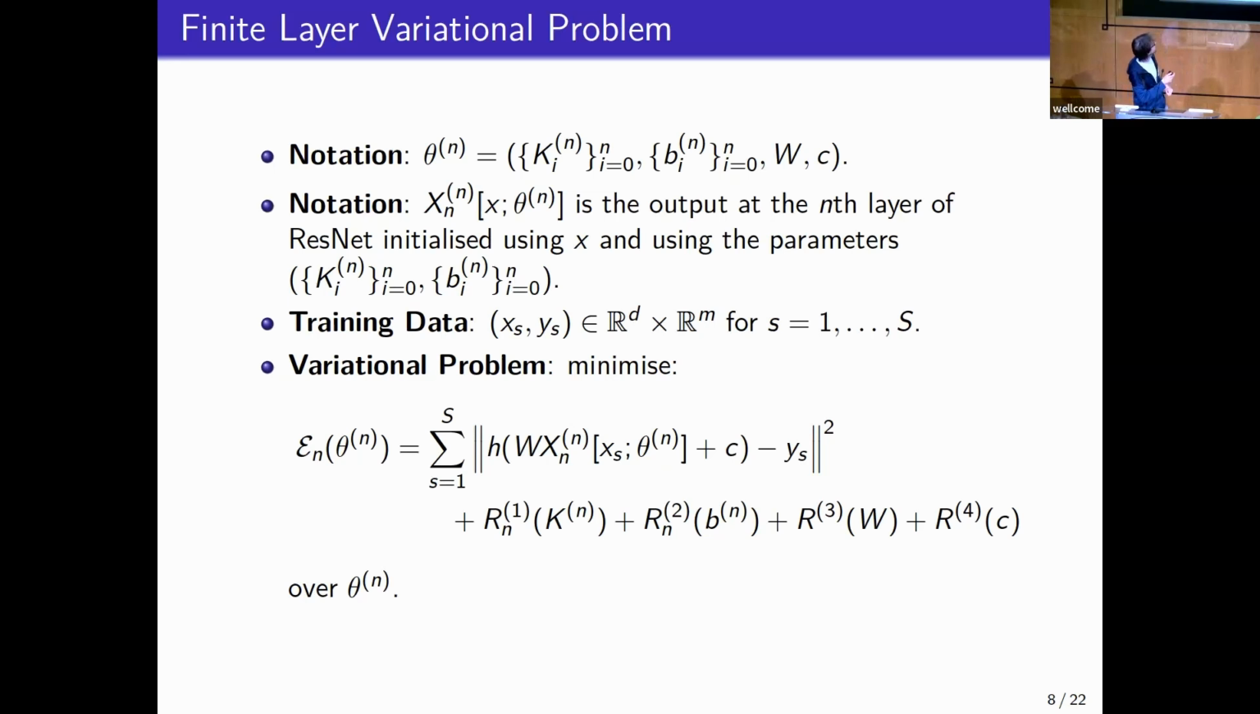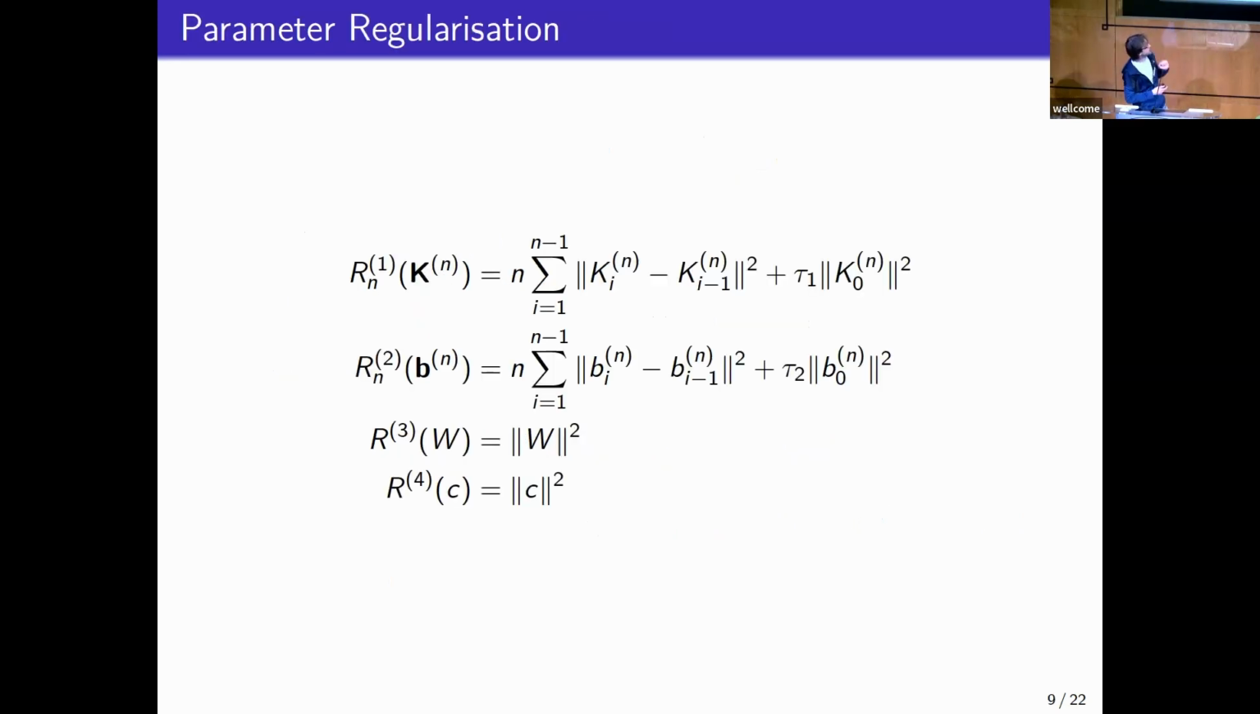Right, so on the next slide I have the regularization terms. What's important is that if we want a limit, we have to have some sort of continuity. My Ks can't jump wildly between different layers, so I have to have some way of ensuring smoothness between the layers.